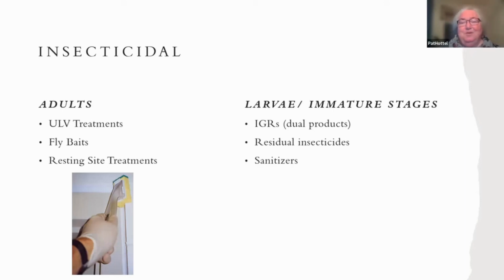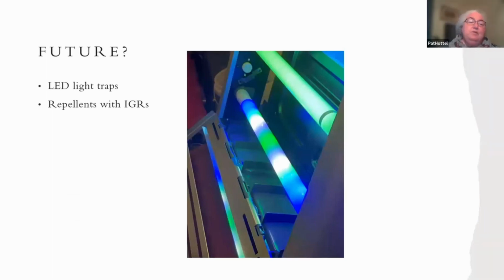Can be difficult with our larger filth flies. IGRs, and fairly new are some of these dual products, right? So it's more than just one IGR perhaps in the product, or an IGR with an adulticide. Take advantage of those. Residual insecticides and sanitizers. Future LED traps, okay? And we've done some work and started to work on effectiveness and measuring effectiveness of these LED traps to different species. At least with the filth flies, we're seeing comparable results, and that's a good thing.